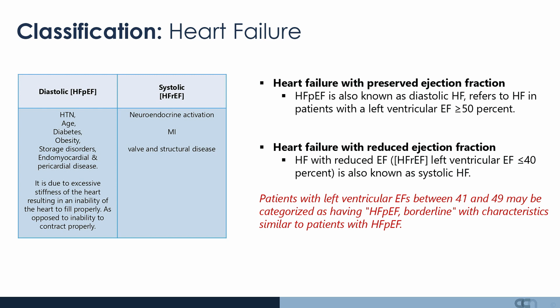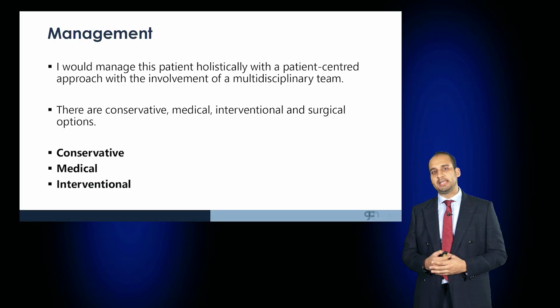HFpEF is where the ejection fraction is more than 50%, and HFrEF is where the ejection fraction is usually less than 40%. And between these ejection fractions, 41 to 49, we characterize the patient as borderline heart failure with preserved ejection fraction. How do you manage this patient?